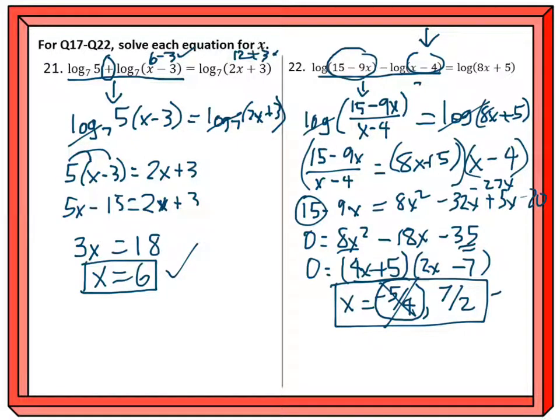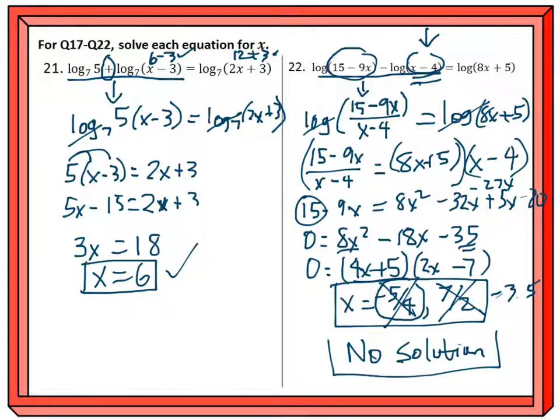7 divided by 2 is 3.5. Same one, it's the same quantity here. 3.5 minus 4 is negative 0.5, and I can't take the log of that, so that one's gone, which means after all that work, the actual answer is no solution. And finally, we're done.